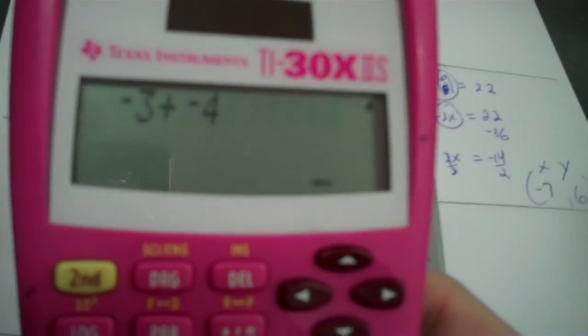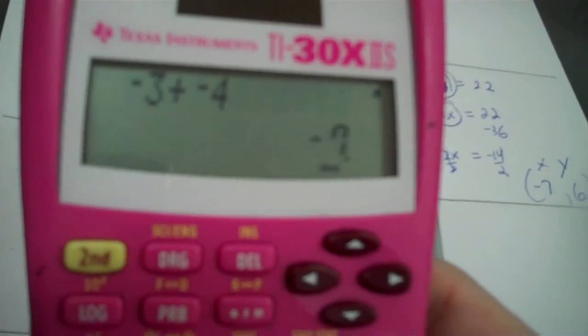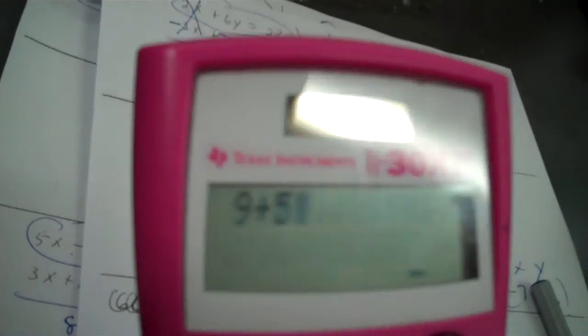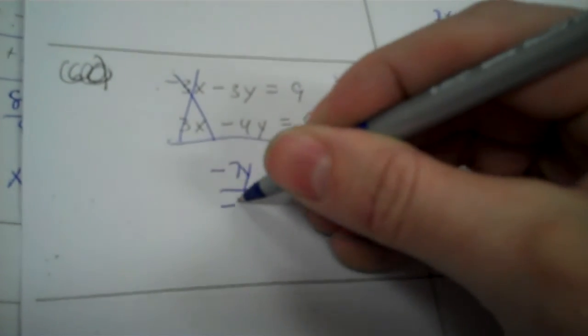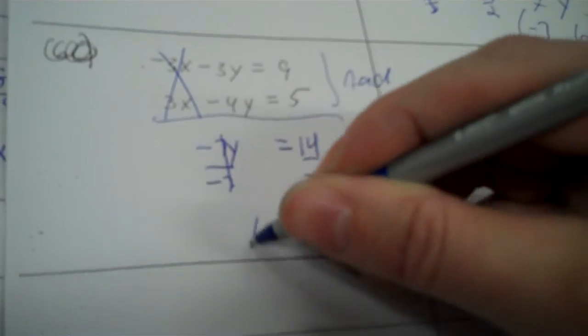Now when I add these, that's negative 3 plus negative 4. I'm always adding, never minusing, always adding. Now on the other side, I've got 9 plus 5. I had no reason to change anything because they added to 0 right away. Okay? So that's negative 2 for the y.